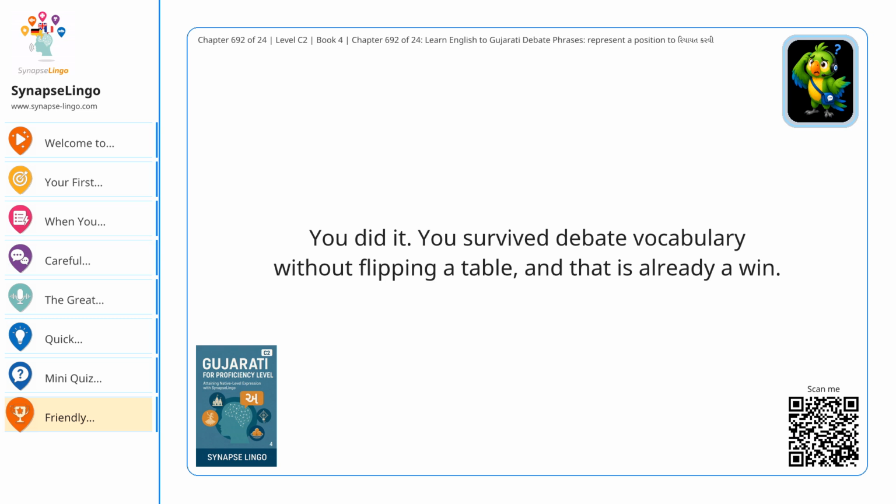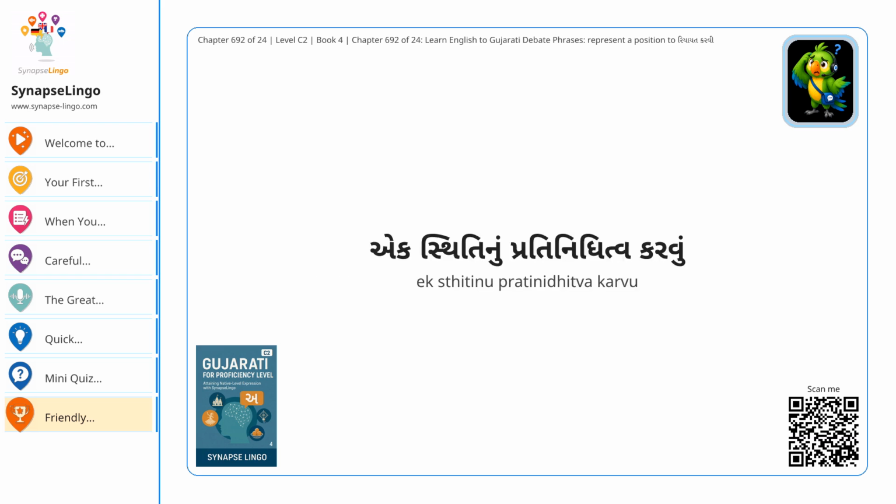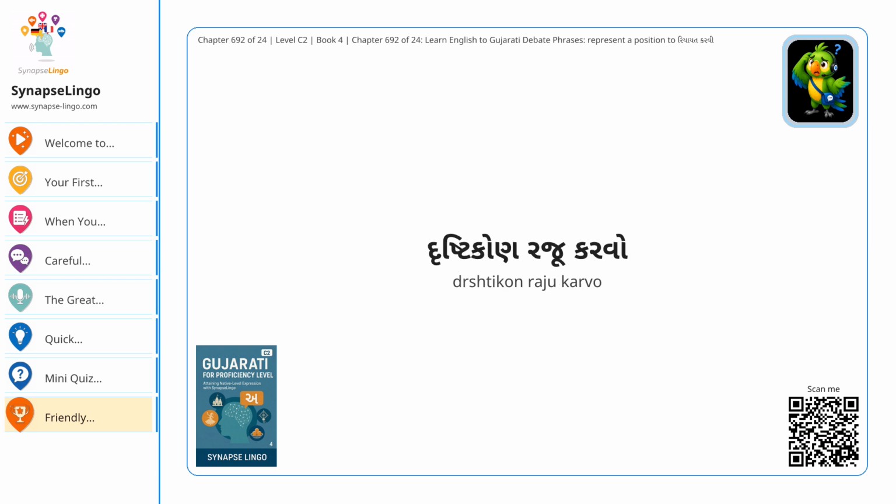Friendly conclusion. You did it. You survived debate vocabulary without flipping a table, and that is already a win. Today you practiced how to એક સ્થિતિનું પ્રતિનિધિત્વ કરવું, દૃષ્ટિકોણ રજૂ કરવો, વાંધા ઉઠાવવો, ચિંતાઓ વ્યક્ત કરવી, ટીકા કરવી, સમાધાન કરવું, એક કરાર પર પહોંચવું, and રિયાયત કરવી.